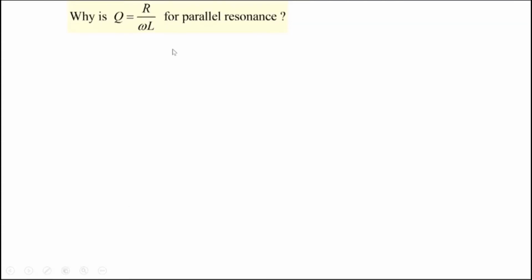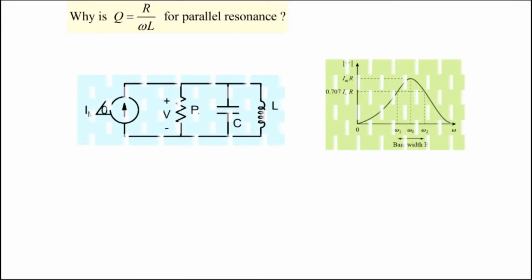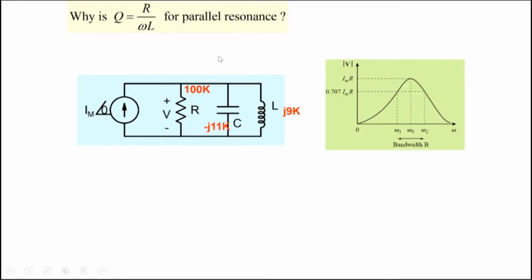Okay, so why is Q the inverse of the series resonance case? Why is it not omega L by R, and why is it R by omega L? Well, note that at resonance we are trying to maximize the output voltage here, and the same kind of argument applies. So if it is 100K and this is minus j11 and j9, let's say just before resonance at omega 1, this is the kind of situation we have here.